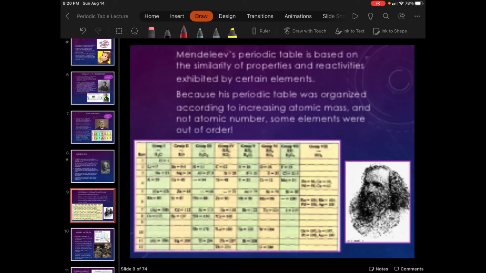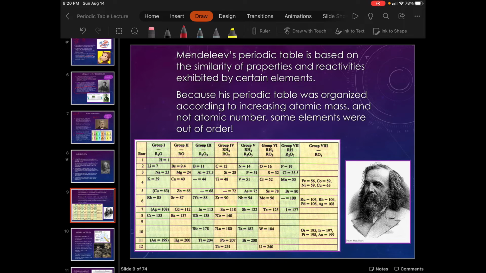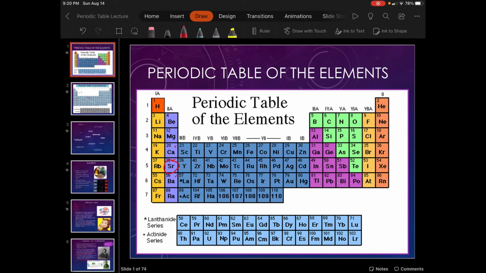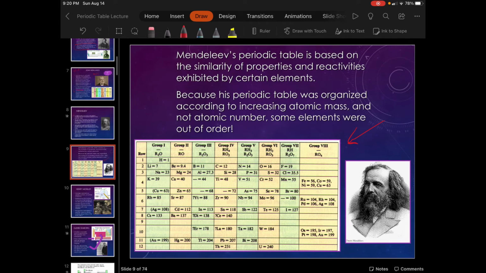These elements were soon discovered, and it legitimized Mendeleev's postulate about arranging elements based on atomic mass. So this is a picture right here. It's not Mendeleev's actual periodic table, but it's kind of what he was proposing. If you'll notice, because he arranged that periodic table by mass instead of atomic number, some of those elements are out of order. If you looked at his periodic table compared to our periodic table, you would be able to recognize that some of them are out of order.